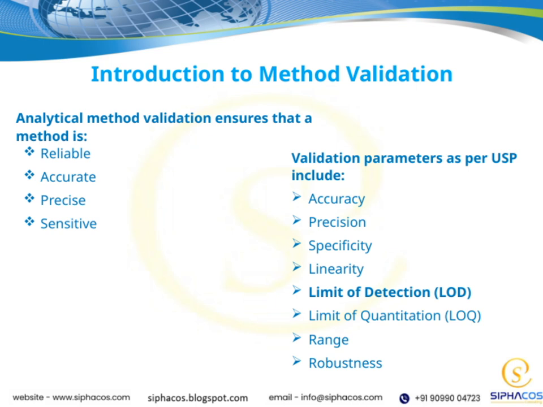We also look at the limit of detection, or LOD, which is the smallest amount we can detect, and the limit of quantitation, or LOQ, which is the smallest amount we can measure accurately. The range defines the span over which the method remains reliable. Robustness tests how well the method performs under slight variations, ensuring it's dependable in different conditions. All these parameters contribute to a method that is reliable, accurate, precise, and sensitive.